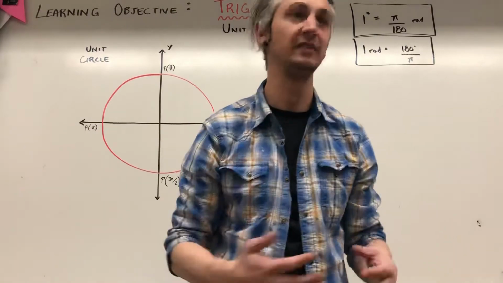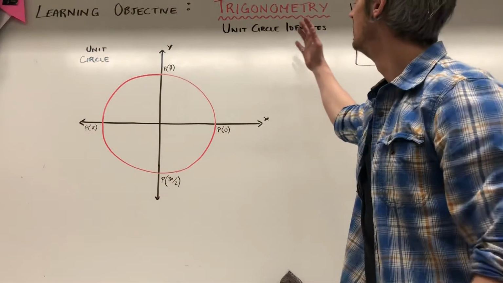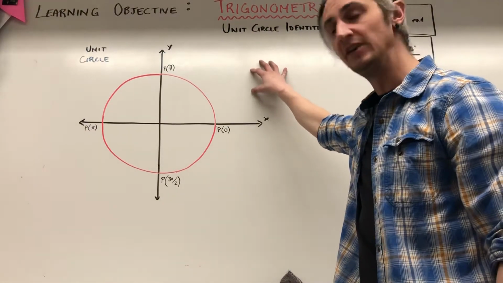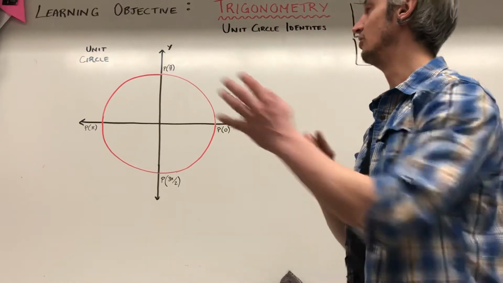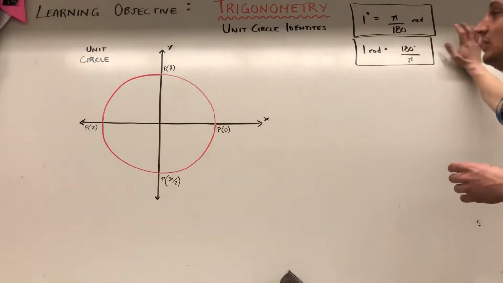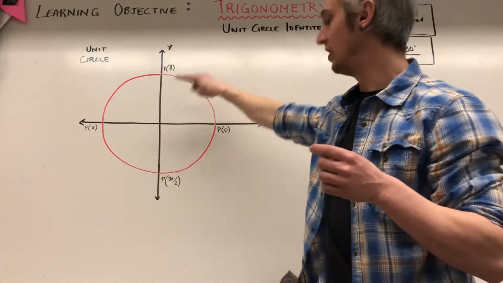Finishing, I guess, just our introduction to trigonometry for Pre-Cal 12, working with radians and degrees in our unit circle. So in the first two videos, we just introduced how we convert between radians and degrees. We started talking about points on the unit circle.